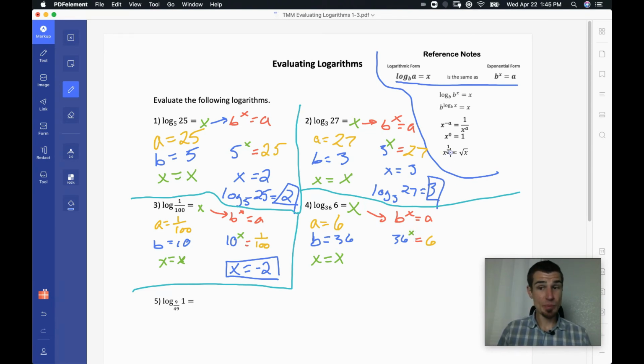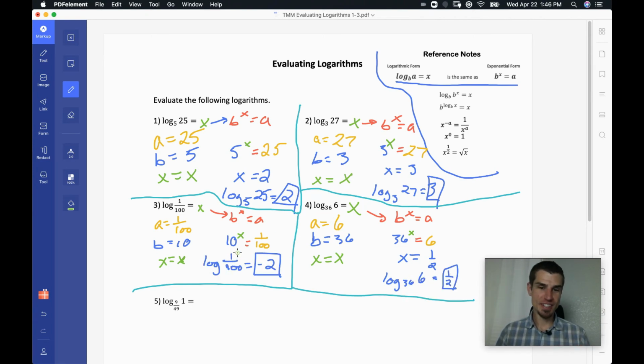So if we keep in mind that x to the 1/2 is the square root of x, we could ask ourselves, okay, well, is the square root of 36 6? Yes, it is. So the only way for us to take 36, raise it to a power to get 6 is if x is equal to 1/2. So we know that log base 36 of 6 is equal to 1/2.